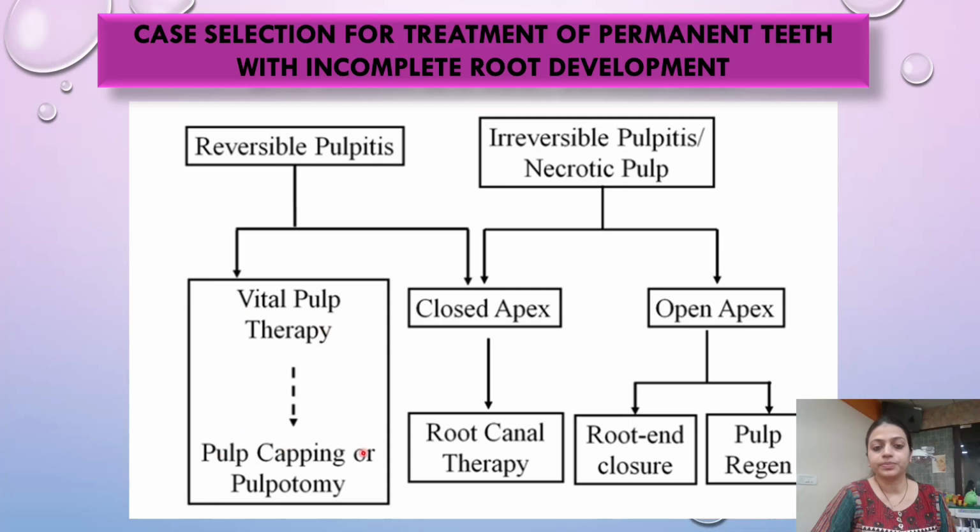You can do pulp capping or pulpotomy depending on the case, depending on the extent of inflammation. And if it is a closed apex, then you can do a proper root canal therapy or pulp therapy. In cases where there is irreversible pulpitis or necrotic pulp with a closed apex, definitely root canal therapy. With an open apex, you can do either root end closure, which is nothing but apexification, or apexogenesis and pulp regeneration, which we'll come to know later.